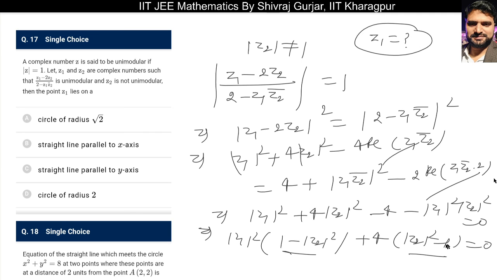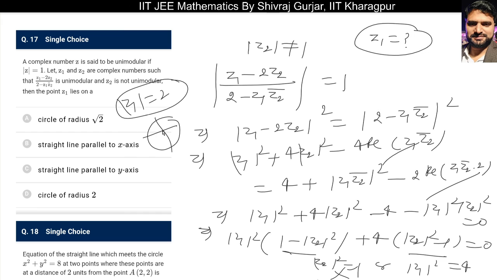From here, if we take minus out, then modulus Z2 square minus 1 into (modulus Z1 square minus 4) equals to 0. So modulus Z2 square is equals to 1 or modulus Z1 square minus 4 equals to 0. But this is not possible because it is given that modulus Z2 is not 1. So we have modulus Z1 square is 4, means modulus Z1 is 2. This is nothing but a circle with center at origin and radius 2. This is Z1, then modulus Z1 equals 2. So it is a circle of radius 2. So it is a very simple question.